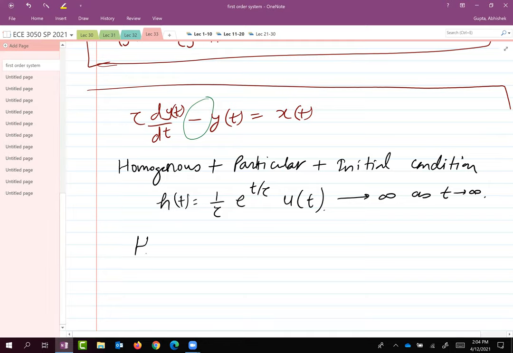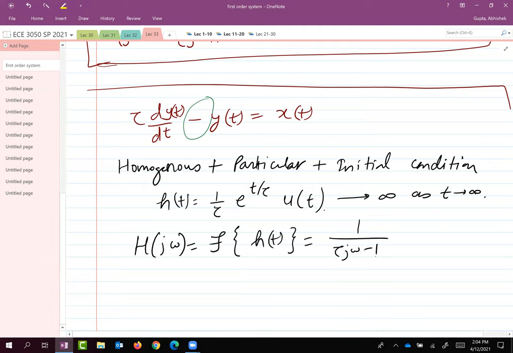What is H of j omega? H of j omega, if you recall, was the Fourier transform of H of t. What is H of j omega here? Would it be 1 over tau j omega minus 1? Okay. So one possible answer is, would it be 1 over tau j omega minus 1? Which is something that we have studied in the context of the Fourier frequency response of LTI systems before.